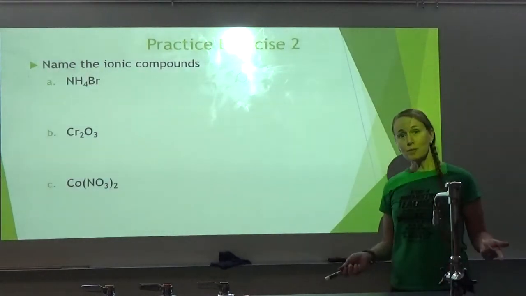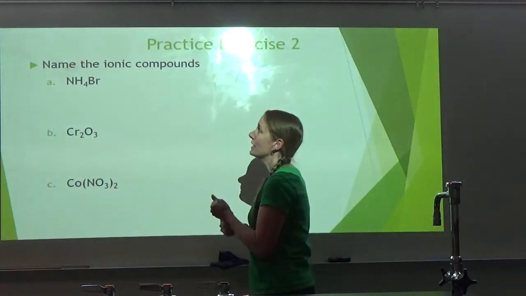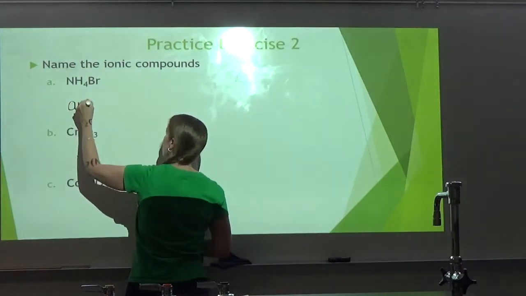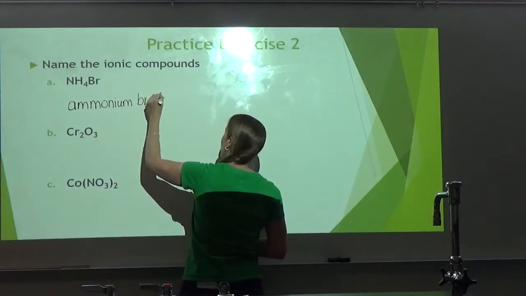All right, remember, don't forget to pause the video and try these. It says, name the ionic compounds. We have NH4Br. Ammonium is just a cation, so we just put ammonium, and then bromine would be called bromide.